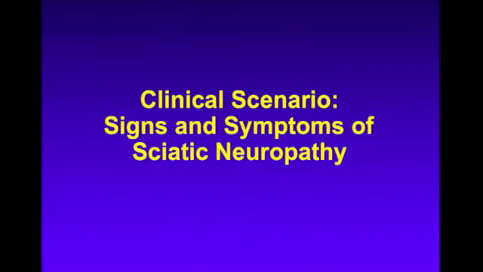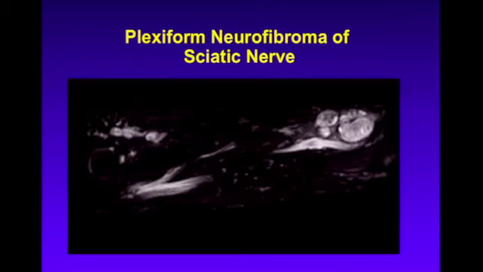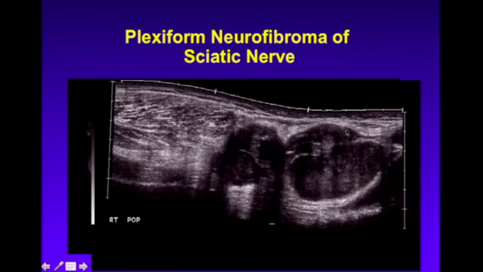Okay, our next clinical scenario is sciatic neuropathy. Now, the sciatic nerve is deep and difficult to see, so we don't have a lot of role for ultrasound here, but just to show some illustrative cases, this is a patient who had a plexiform neurofibroma of the sciatic nerve on an MRI, just to show that, like any other nerve mass, we can see it well on ultrasound if we know where to look and where to trace the nerve.